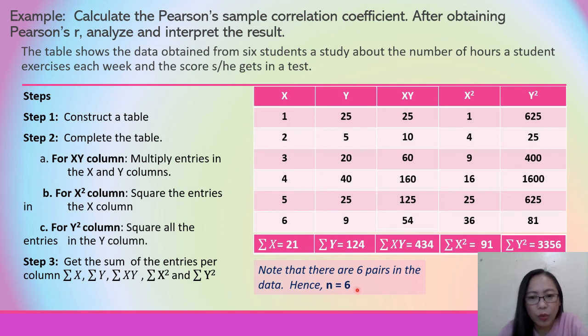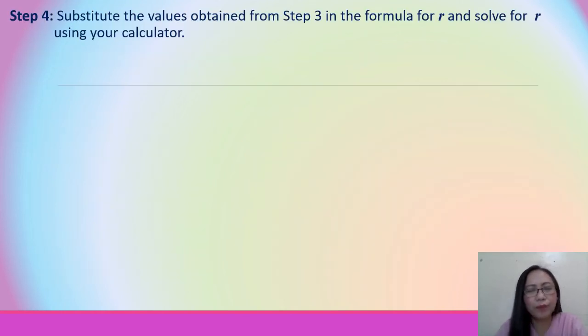Okay, and we take note that N is equal to 6 because there are 6 pairs here. This is the first pair, second pair, third pair, fourth pair, fifth pair, and sixth pair of entries. Or we have 6 number of cases. Okay, so let's proceed to the computation of R.